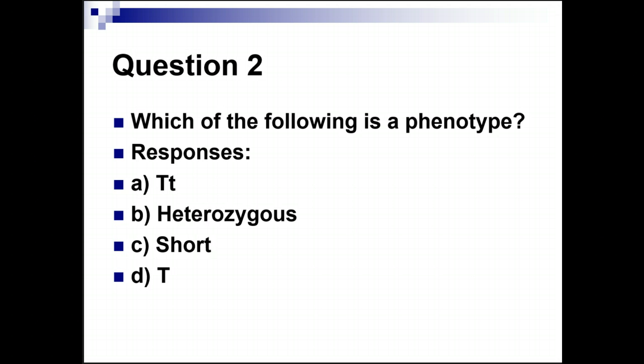Here's another review question. Which of the following is a phenotype? Is it the big T and the little t in A? Is it heterozygous? Is it short? Or is it the big T? Which one of these choices refers to a term you would see if someone was talking about a phenotype? Choose the correct answer.